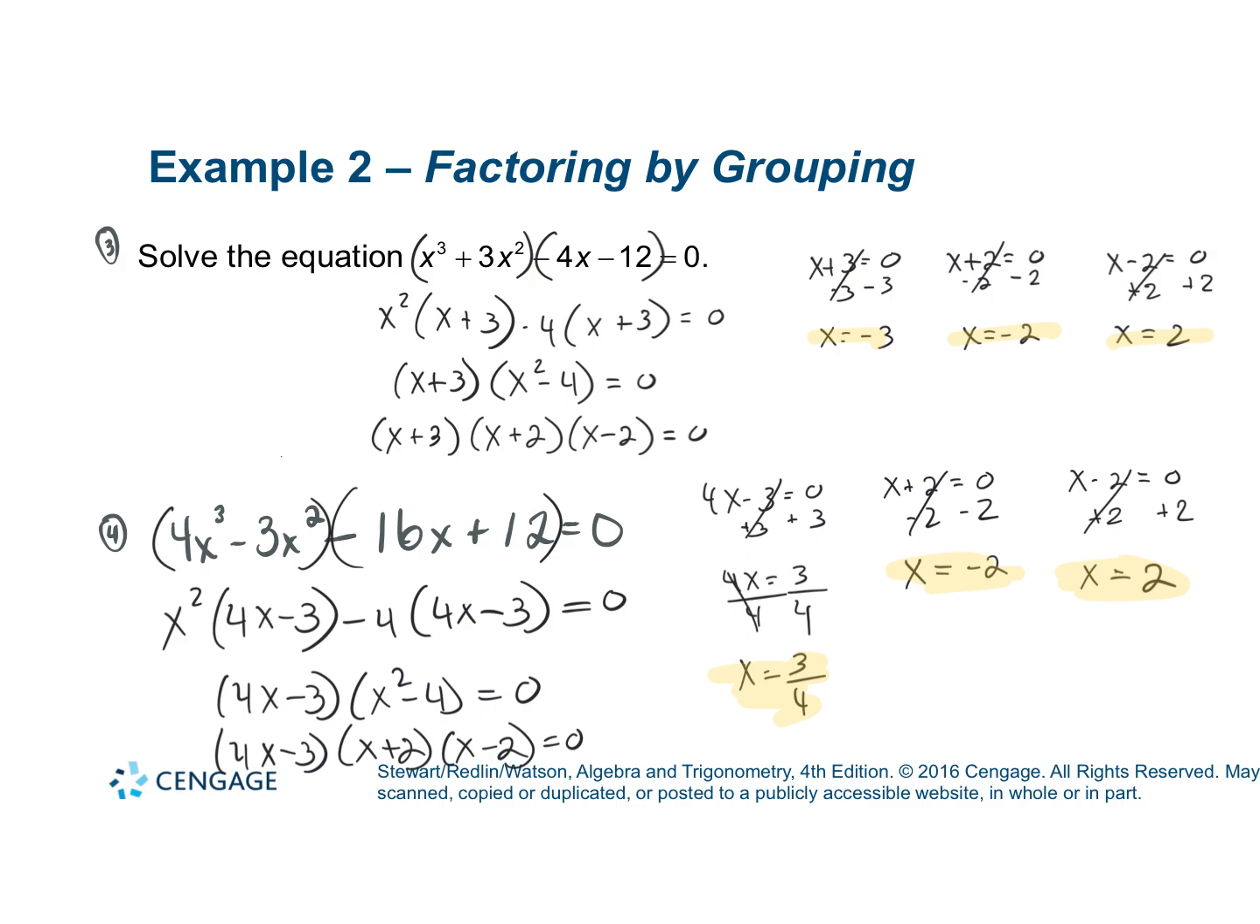Again, if you forget to do the x plus 2, x minus 2 for that x squared minus 4, you could do x squared minus 4 equal to 0.